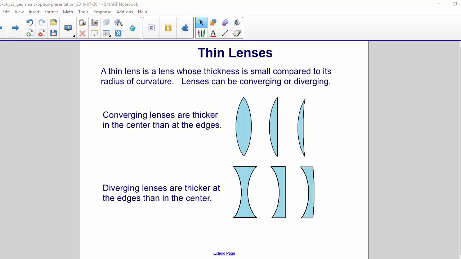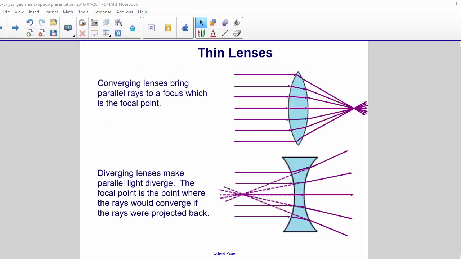Thin lenses. A thin lens is a lens whose thickness is small compared to its radius of curvature. They can be converging or diverging. Converging lenses are thicker in the center than at the edges, and diverging lenses are thicker at the edges than in the center. Converging lenses bring parallel rays to a focus, which is the focal point. Diverging lenses make parallel light diverge. The focal point is the point where the rays would converge if the rays were projected back.